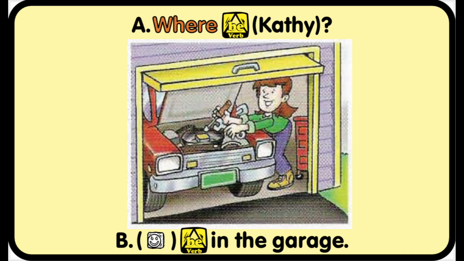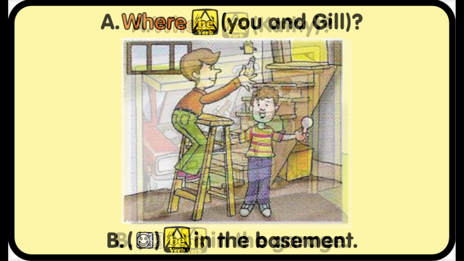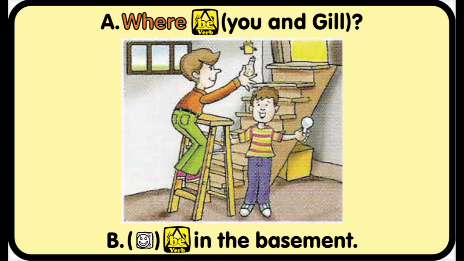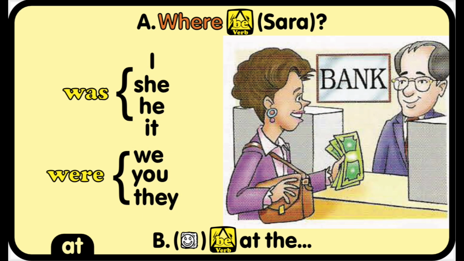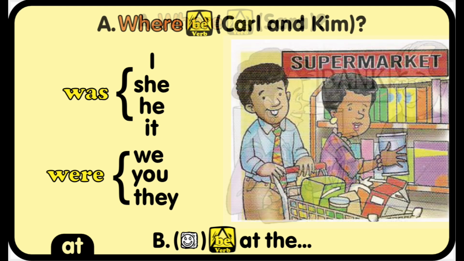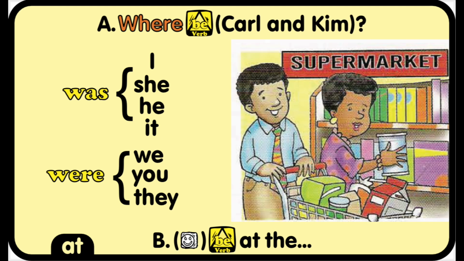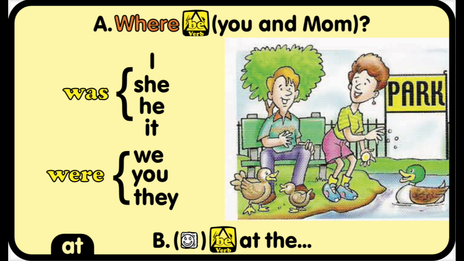Where was Kathy? She was in the garage. Where were you and Gil? We were in the basement. Where was Sam? He was at the restaurant. Where was Sarah? She was at the bank. Where were Carl and Kim? They were at the supermarket. Where were you and Mom? We were at the park.